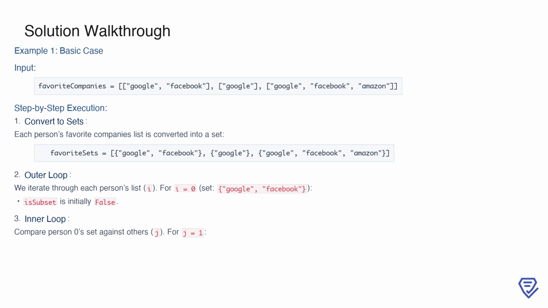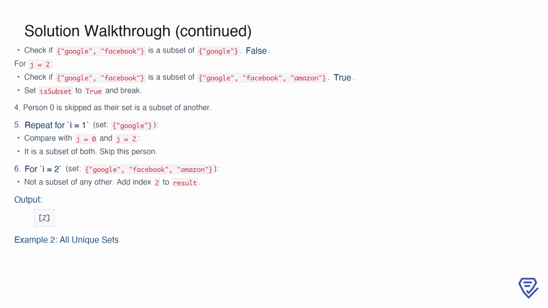The first comparison is with j equals 1, which is the set {Google}. Since {Google, Facebook} is not a subset of {Google}, the check returns false and we proceed to the next comparison. Now, for the same person, i equals 0, we compare their set, {Google, Facebook}, with j equals 2, which is the set {Google, Facebook, Amazon}. In this case, {Google, Facebook} is indeed a subset of {Google, Facebook, Amazon}, so isSubset is set to true, and we stop further comparisons for this person. Since their list is a subset of another, they are excluded from the result.